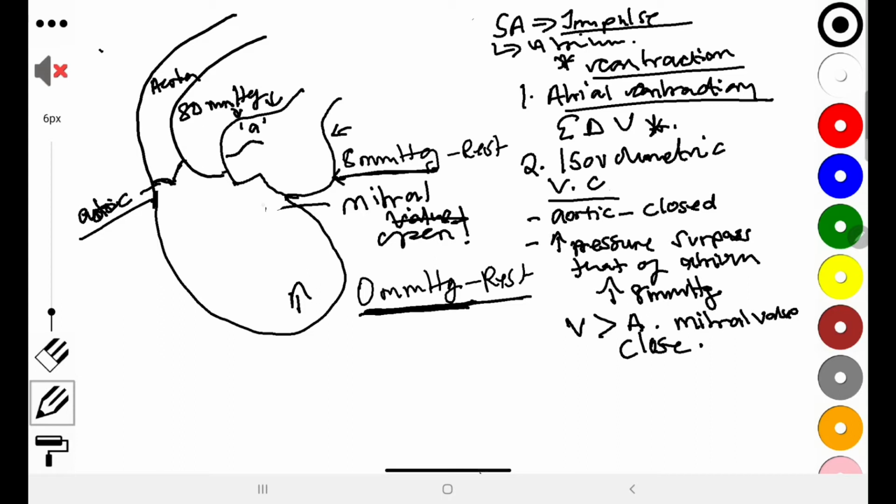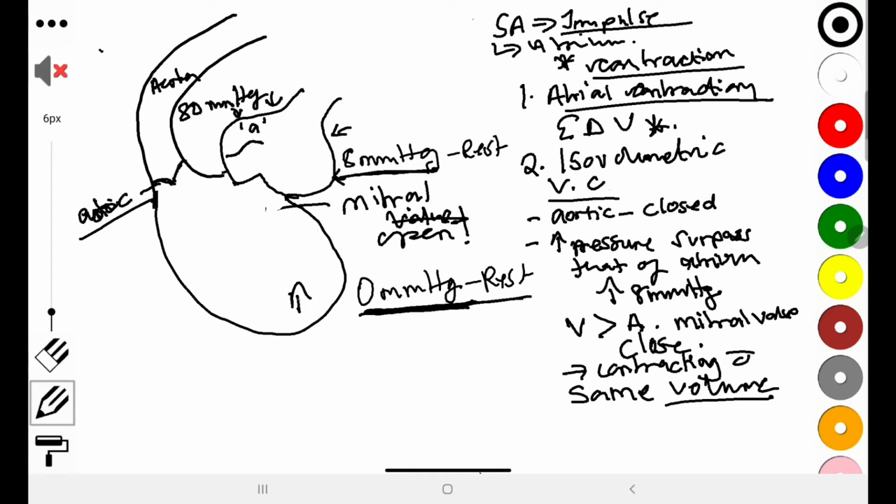Because the ventricle is now beating against two closed valves, we say that it is beating against the same volume. So it is contracting with the same volume. And why is the volume the same?